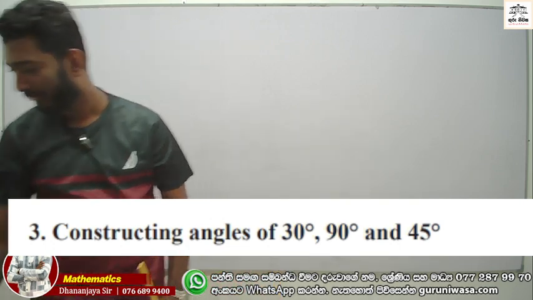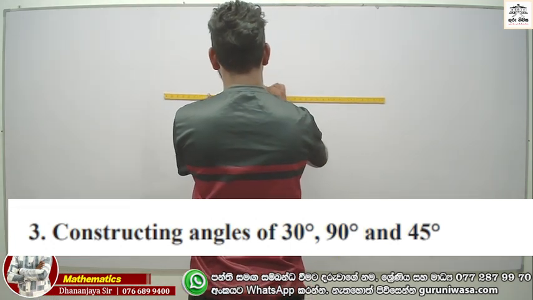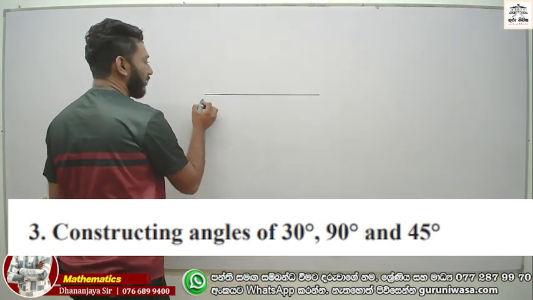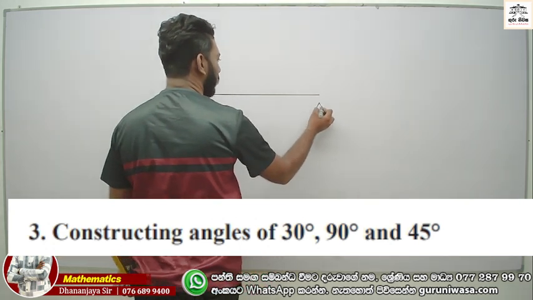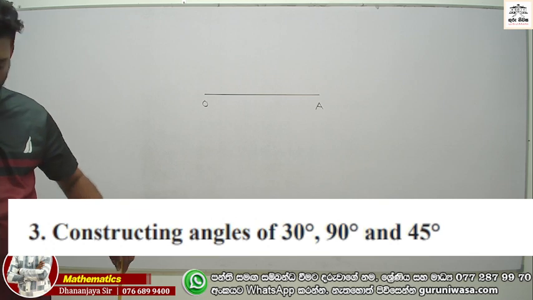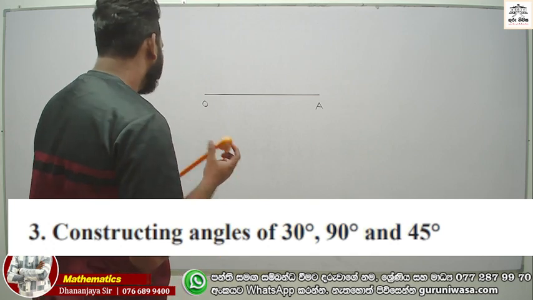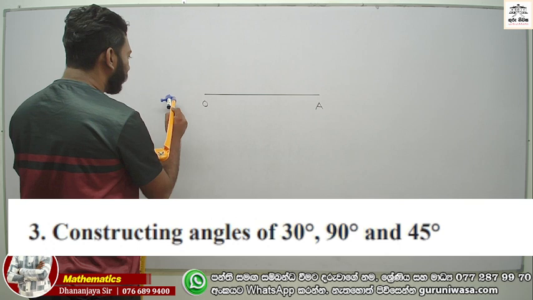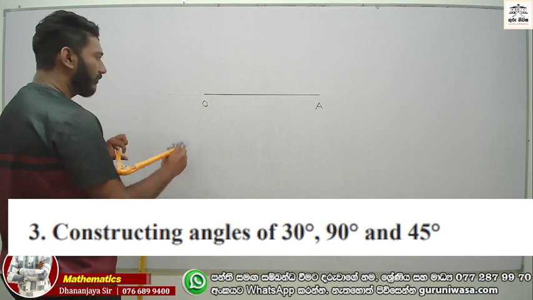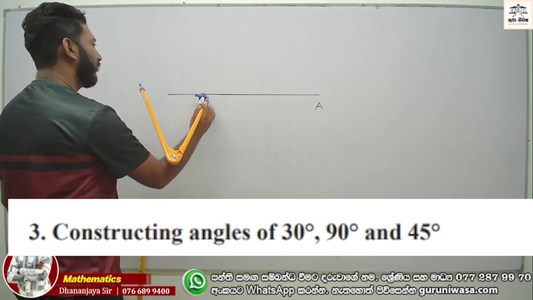90 degrees. How to draw 90 degrees? That's very easy. Draw the line and mark it OA. And you have to choose O and A, and a vertex point. Now I'm going to choose O, right? And I'm going to extend the line like this. Right? Like this. Now this is O.